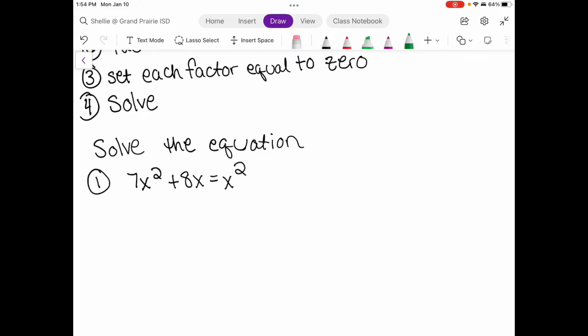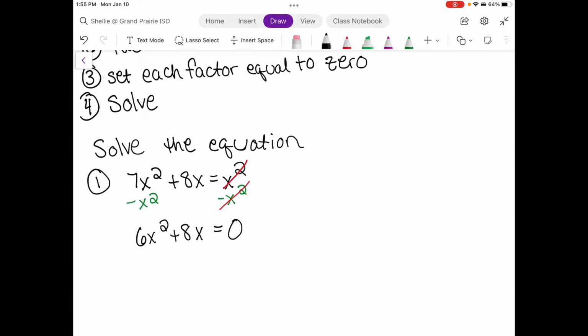So the first thing I want to do is subtract x squared from both sides, because when I do that, x squared minus x squared is 0. So 7x squared minus x squared is 6x squared plus 8x, and that whole thing is equal to 0. Now I'm ready to factor my equation. So I notice that they have a greatest common factor. They both are divisible by 2. They're also both divisible by x.